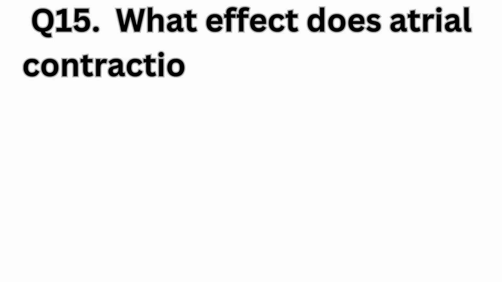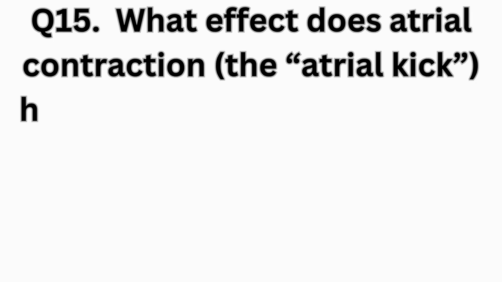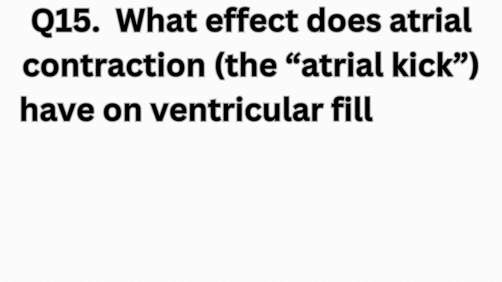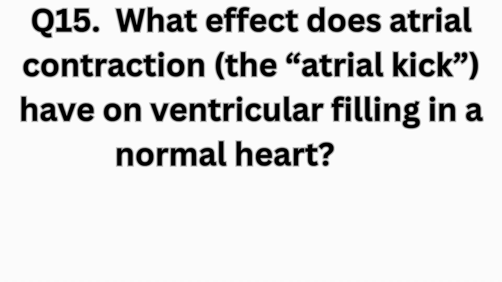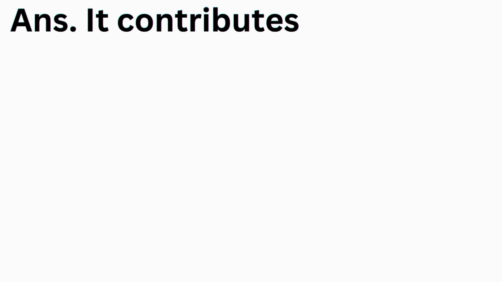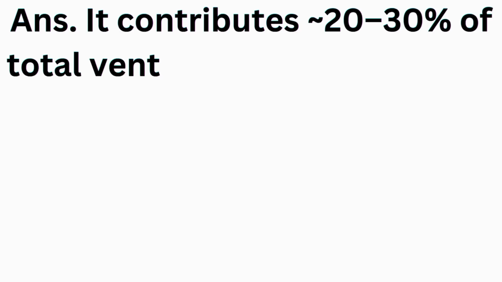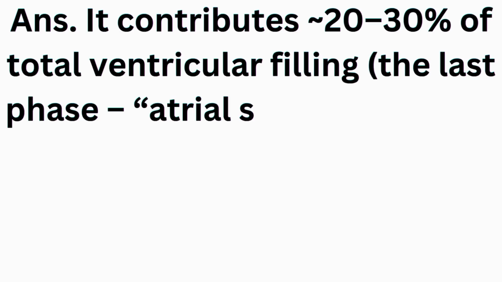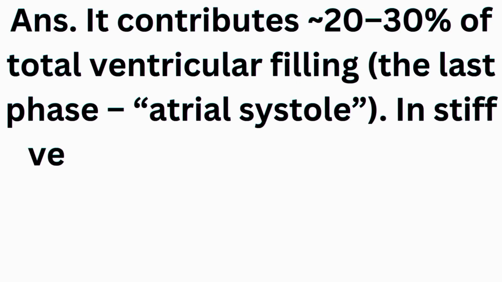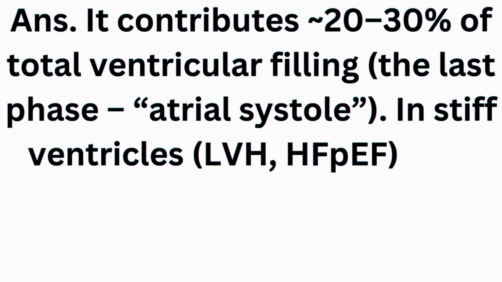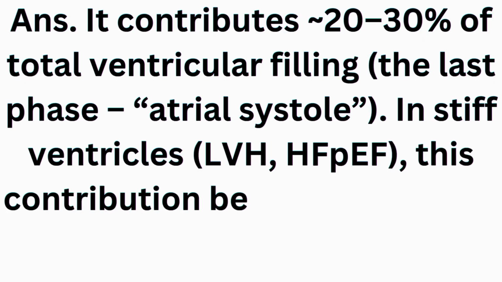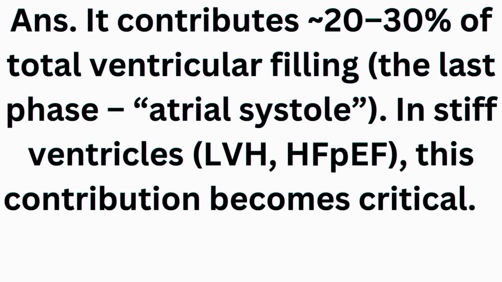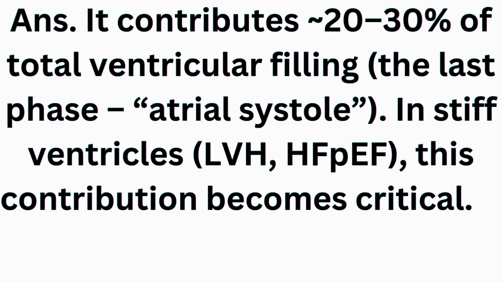Question 15. What effect does atrial contraction, the atrial kick, have on ventricular filling in a normal heart? You may please pause the video now. In a normal heart, atrial contraction, the atrial kick, actively pushes blood into the ventricles at the very end of diastole, contributing the final 20% to 30% of total ventricular filling volume. But in stiff ventricles, this contribution becomes critical.